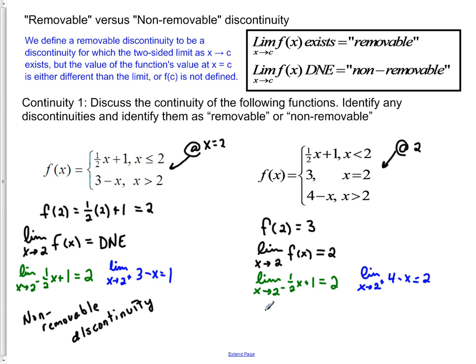Now, the problem is that it's still a discontinuity because it doesn't meet the third condition, because the limit as x approaches 2 of f of x is not equal to f of 2 itself. Therefore, because the limit exists, this is what we call a removable discontinuity.